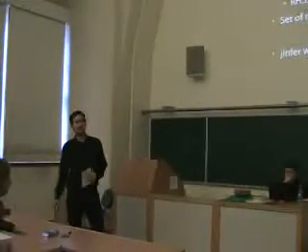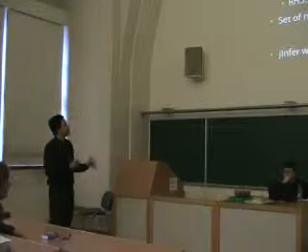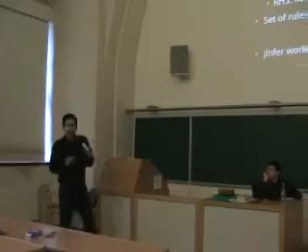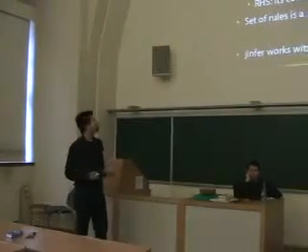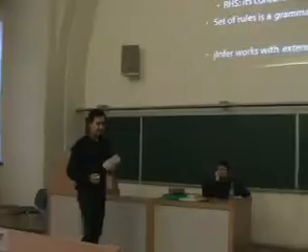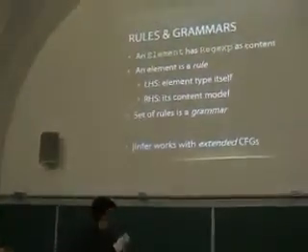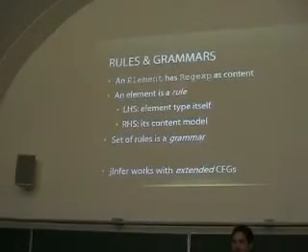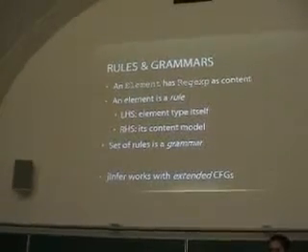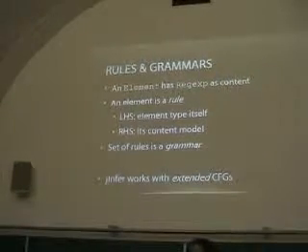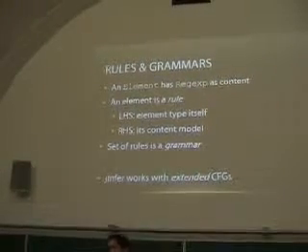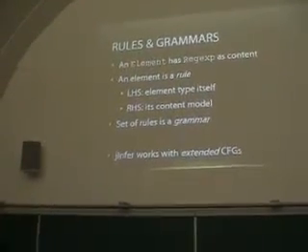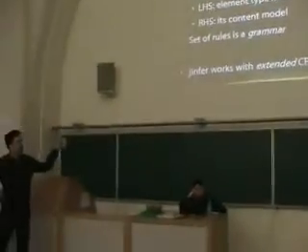Moving on to rules and wrappers. When we have an element, we represent its content model as a regular expression. Then we can say that this element is a rule of a certain grammar, where the left side of this rule will be the element itself, the element type. The right-hand side will be the content model of this element, and we got two rules. A set of rules will be a grammar, and our framework works with extended context-free grammars.